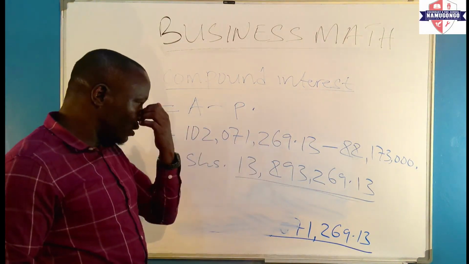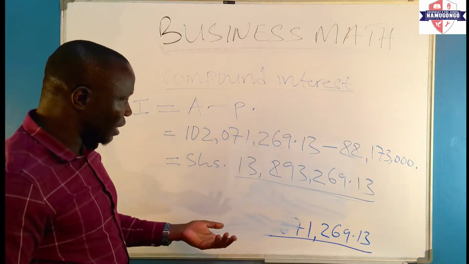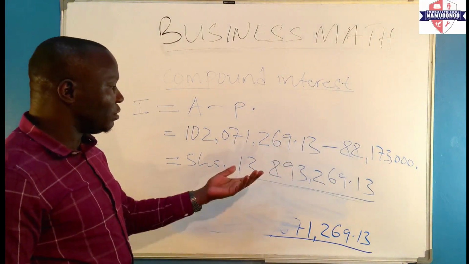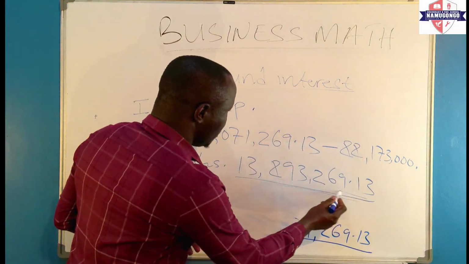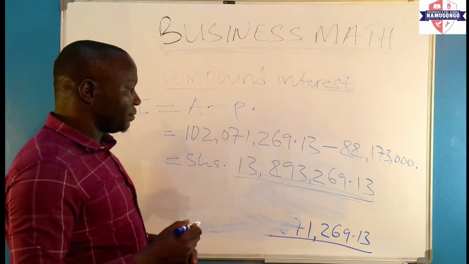Then the 13,893,269.13 is that is the interest. That's the interest.